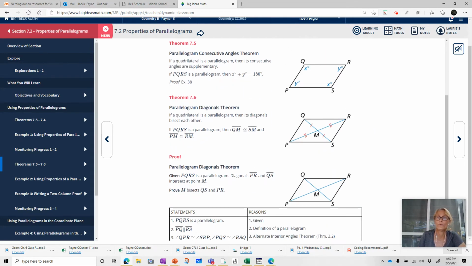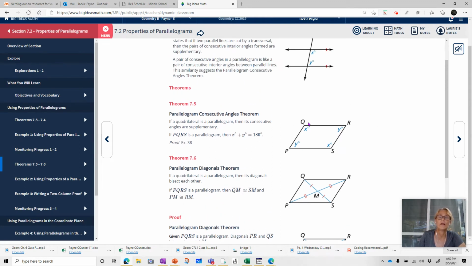So if you know that x plus y equals 180, right? This is what it says. Theorem 7.5. If a quadrilateral is a parallelogram, so if that basic definition is met, then its consecutive angles are supplementary. So if PQRS is a parallelogram, then x plus y equals 180.